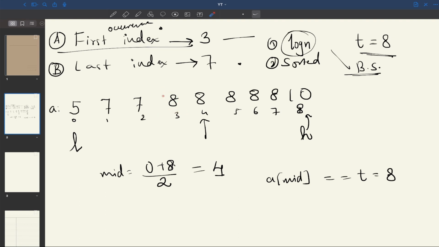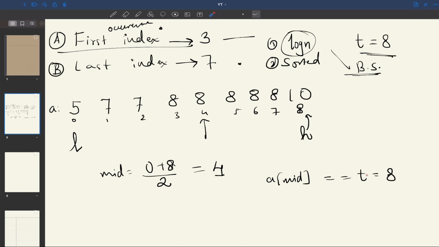Now I'm trying to apply simple binary search, which we know. If you do binary search, the first step is to find the middle element. Mid is (0 + 8) / 2, which gives me 4. A of mid is the value 8, which is equal to the target.